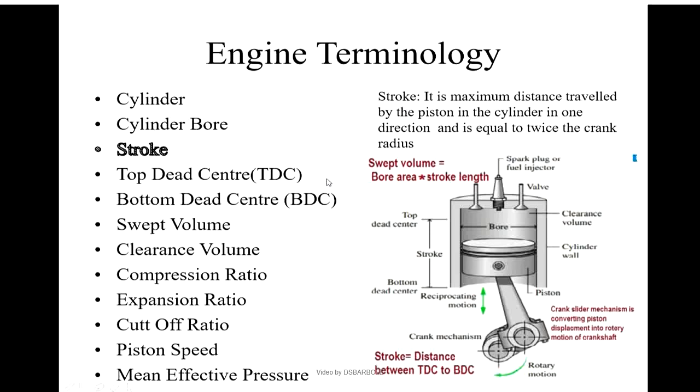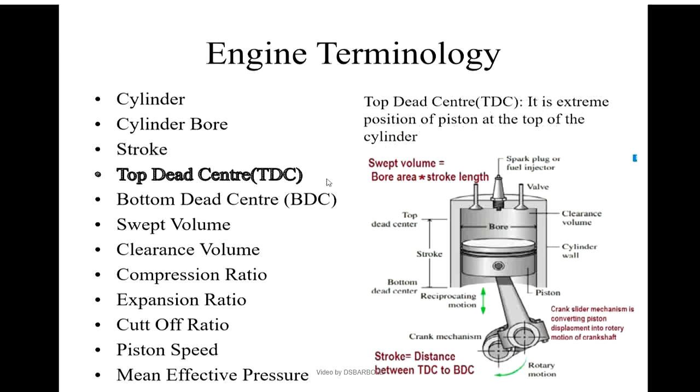Now, next definition, next is the top dead center. Top dead center is the extreme position of a piston at the top of the cylinder. When this piston moves to and fro, the upper or extreme position achieved by this piston is called the top dead center.